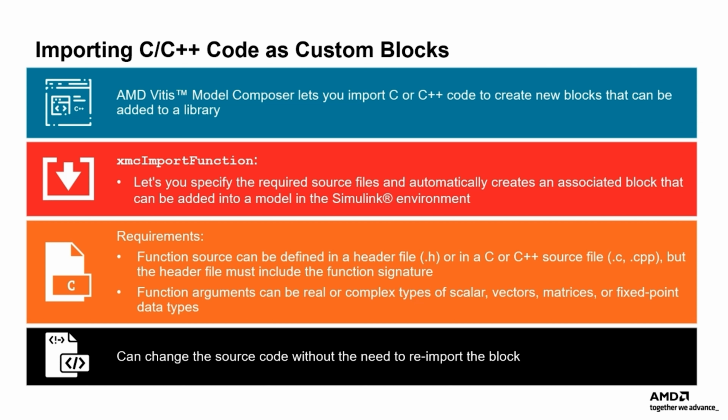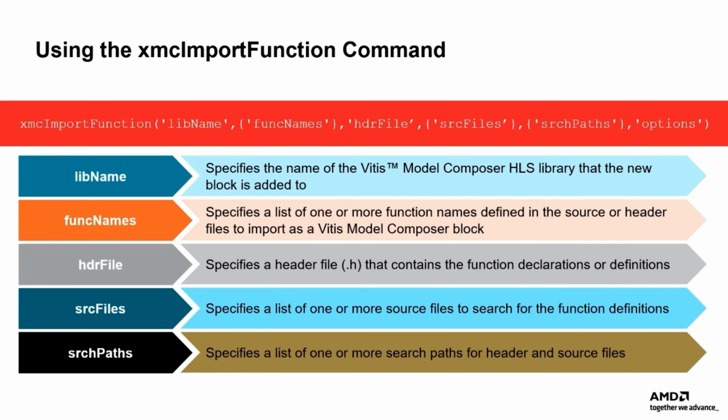You can change the source code underlying the library block without the need to re-import the block or recreate the library. However, if you change the function signature or the parameters to the function, then you will need to rerun the XMC import function command. The XMC import function command uses the following syntax.